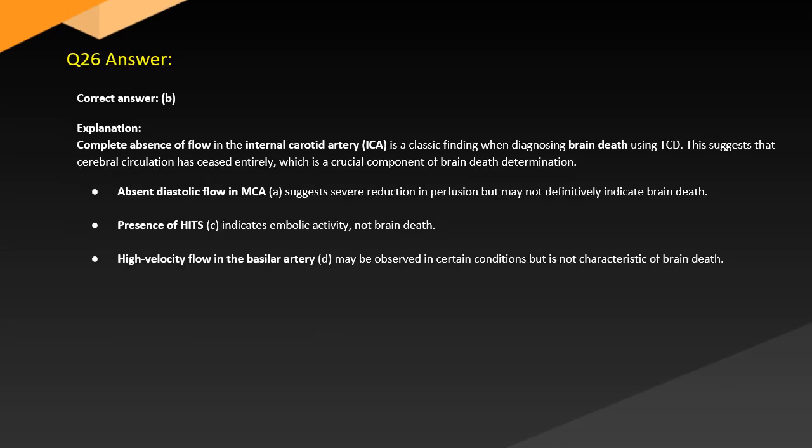Answer. Correct answer: B. Explanation. Complete absence of flow in the internal carotid artery, ICA, is a classic finding when diagnosing brain death using TCD. It suggests that cerebral circulation has ceased entirely, which is a crucial component of brain death determination. Absent diastolic flow in the MCA suggests severe reduction in perfusion, but may not definitively indicate brain death. Presence of HITS, C, indicates embolic activity, not brain death. High velocity flow in the basilar artery, D, may be observed in certain conditions, but is not characteristic of brain death.